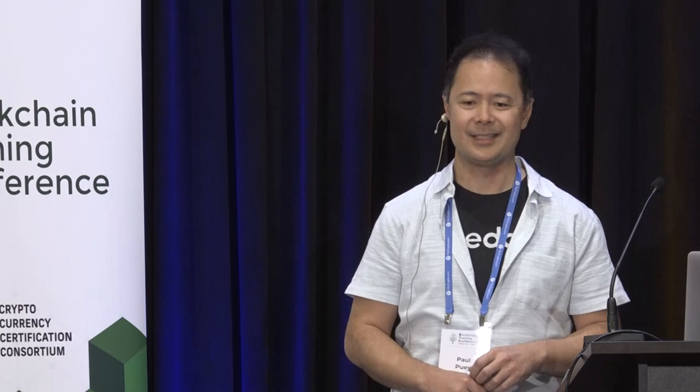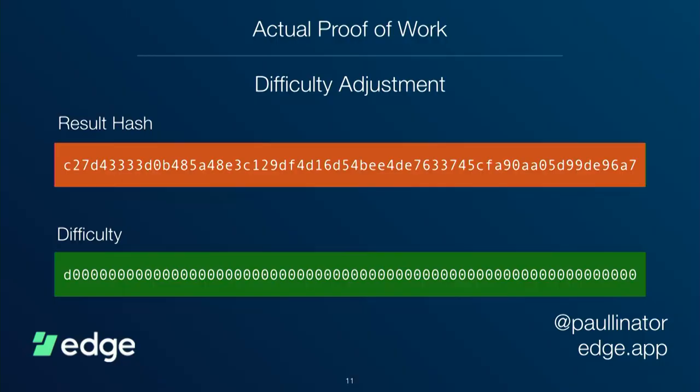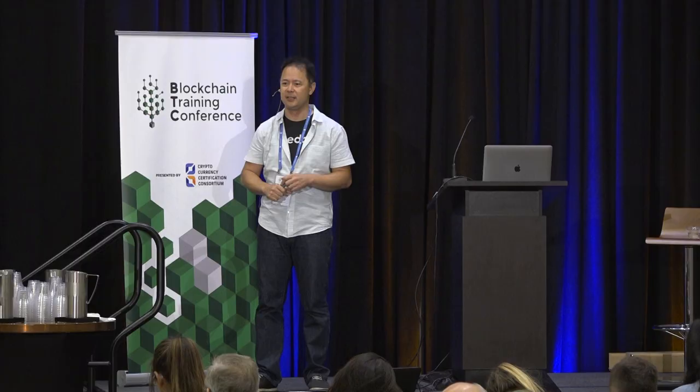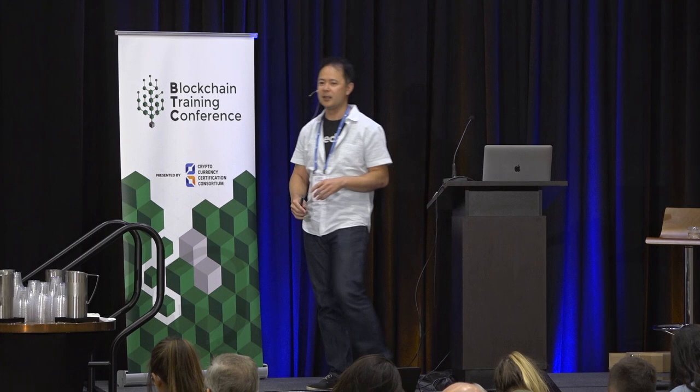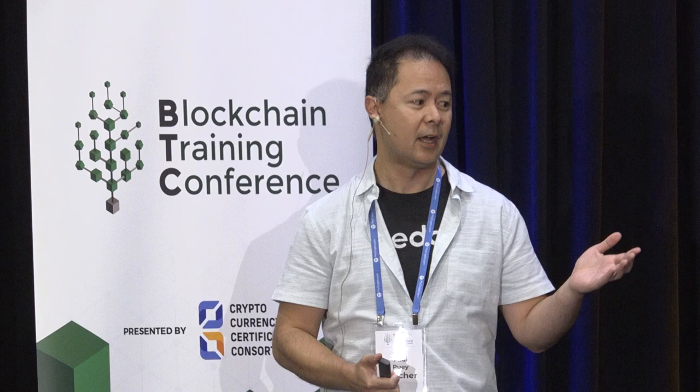So the network always has a level of difficulty. Just like I said, the Sudoku puzzles can get bigger and bigger. We represent the level of difficulty in Bitcoin mining as simply a number. And you have to find a resulting hash that's less than that number. So if the current network difficulty is D and a bunch of zeros, then anything that's lower than that solves the puzzle. And if I want to make it harder and harder, I just lower the difficulty, because now there are fewer numbers that fit the requirement of being less than the difficulty number.